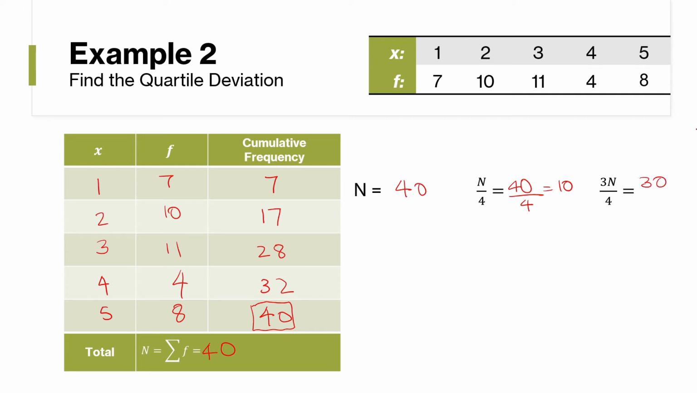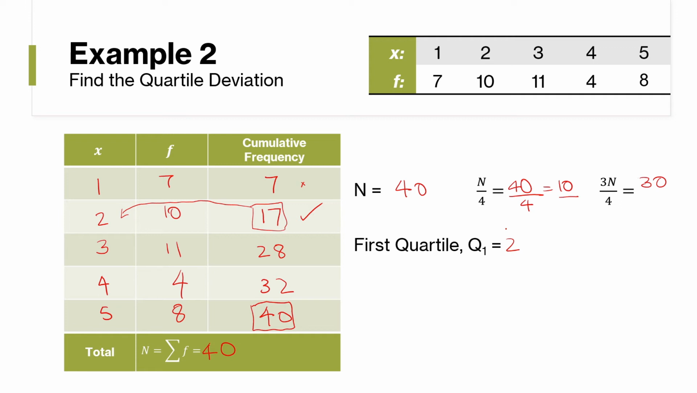So just like we did for median, find the row with cumulative frequency just greater than 10. In this case, 7 is less than 10 and 17 is greater than 10. So the n by 4th value, for the first quartile, is the corresponding value of x, and that's 2.